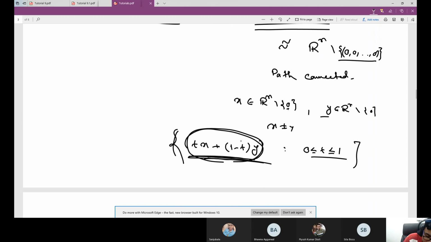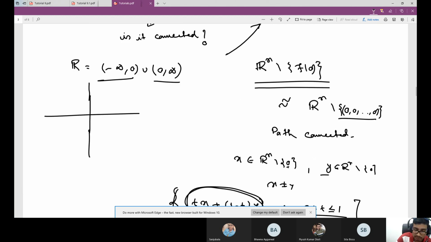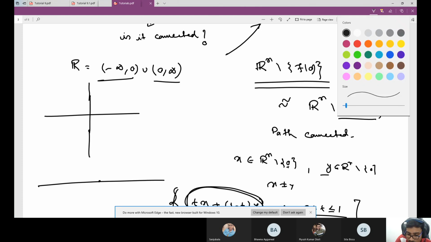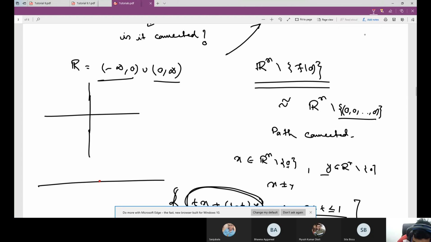No, it's not clear. You know something called path connected, right? Suppose you have here R. Look at the picture. This is your 0, and therefore this is your R minus 0. Here is minus infinity, and plus infinity is here. This side is minus infinity comma 0, and this side is 0 comma infinity.